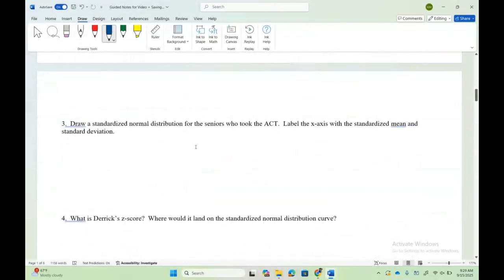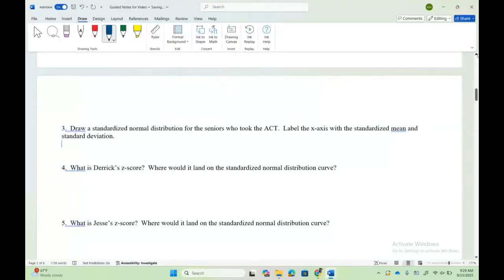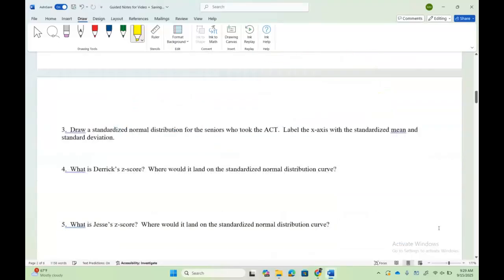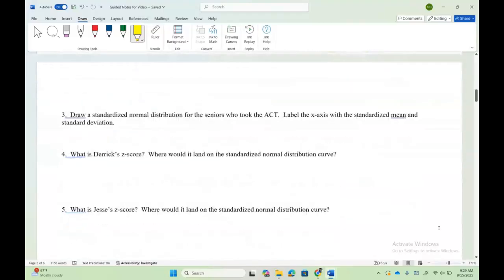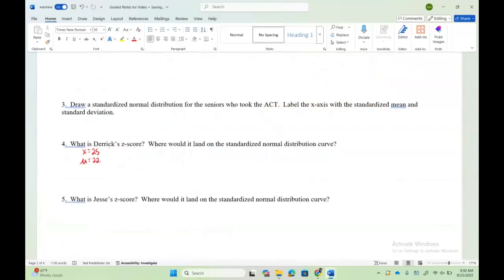Okay, so if we keep going with this scenario here. Now when I do a standardized normal distribution, let me move these questions up. What I would do is redraw this curve with the values of -3 to +3 right here. That's the only difference. So what is Derek's z-score? Derek had a 25 on the test, so for Derek, x equals 25. The mean was 22.3, and our standard deviation was 2.1.